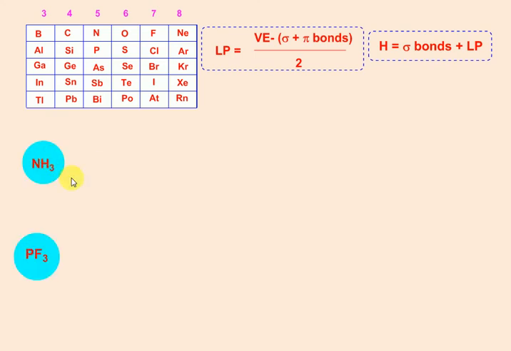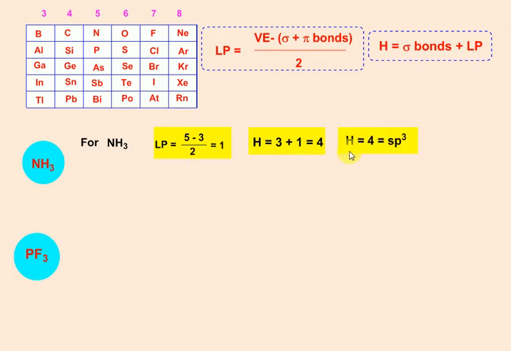Friends, let us find out the hybridization of NH3. Nitrogen is having how many valence electrons? 5. So number of lone pairs is equal to 5 minus 3 bonds divided by 2, 2 divided by 2 is equal to 1. So the nitrogen atom has 1 lone pair in NH3. So 3 bonds plus 1 lone pair is equal to 4, and 4 means sp3 hybridization. Friends, here I would like to point out one thing. Whenever sp3 hybridization is there with 1 lone pair, the geometry is pyramidal.